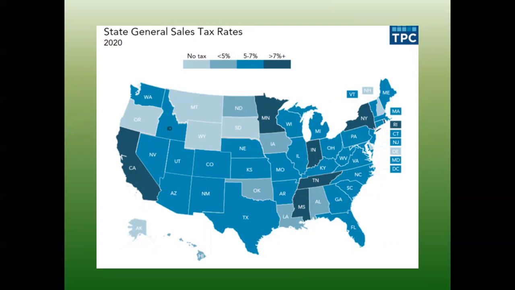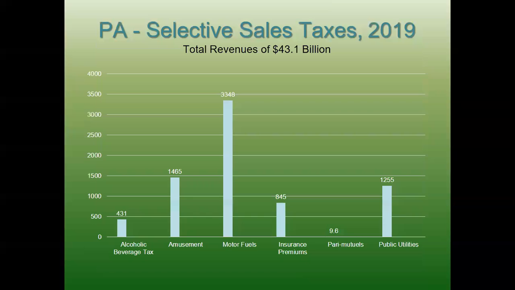The median, or the typical sales tax in the United States is in the area of about 6%. So Pennsylvania falls squarely in the norm, we could say, because ours is 6%. New Jersey's a little higher at 7%. Now, there are other things in which we have these kind of selective sales taxes that I mentioned. So they account for a decent chunk of revenue for the state.